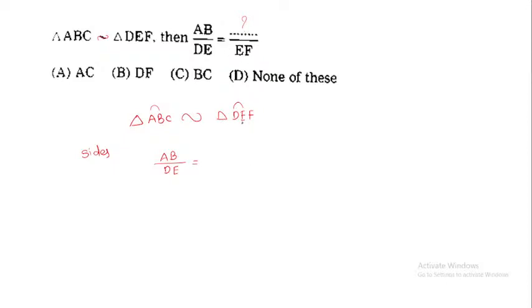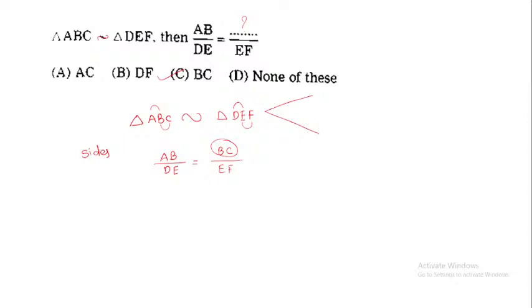EF means the second and the third vertex, so its corresponding side is BC. That should be in the numerator. As we have taken AB, the side of triangle ABC, in the other ratio also we should take the corresponding side of triangle ABC in the numerator. That is BC divided by EF, because BC is the corresponding side of EF. So instead of the blank space, we should have BC, and that is the third alternative, option C, the correct alternative.